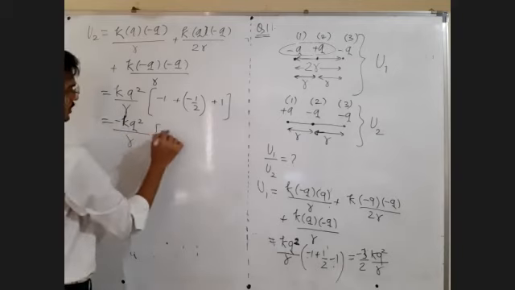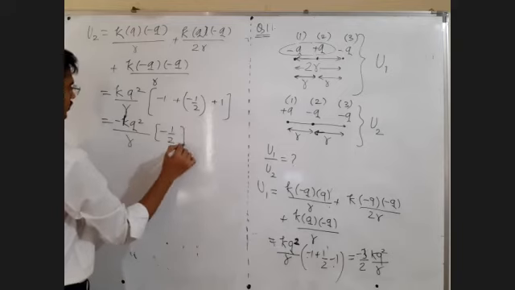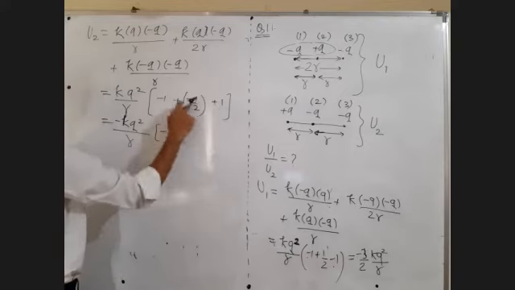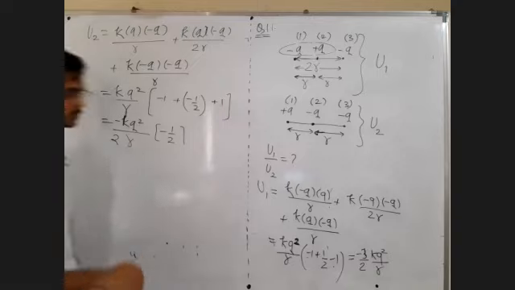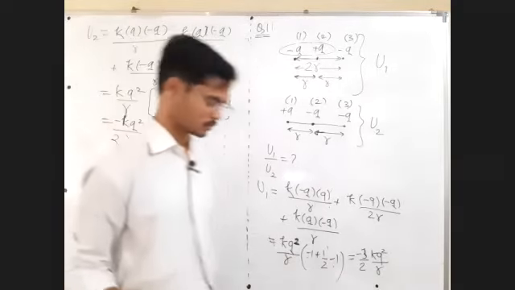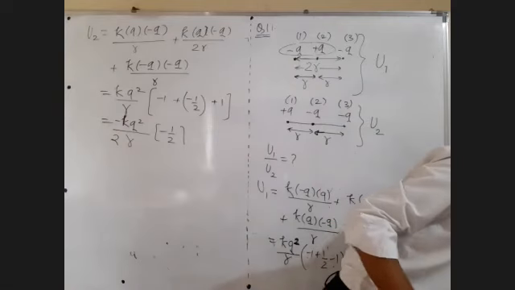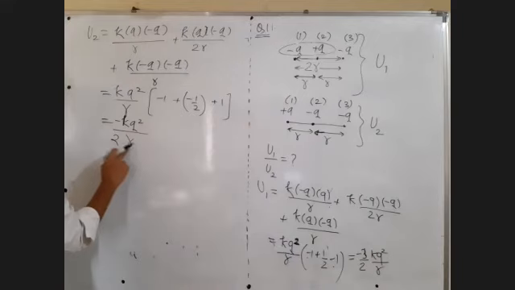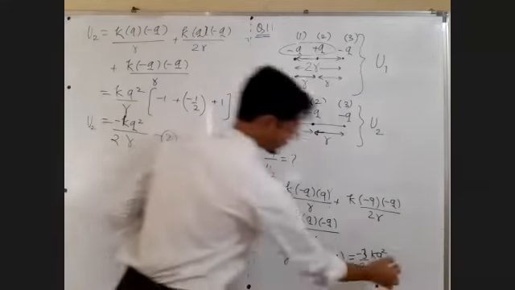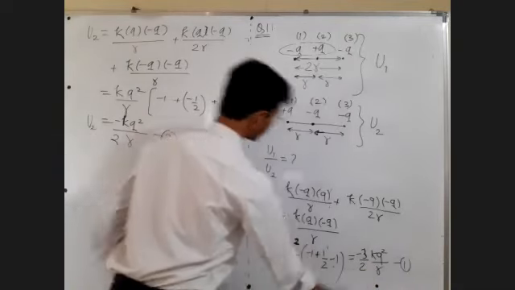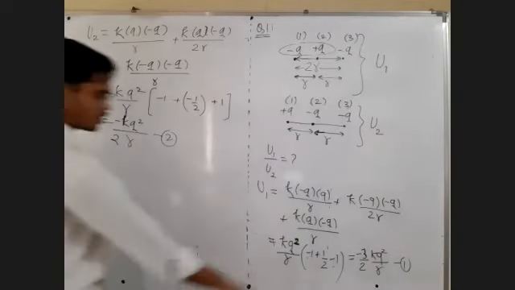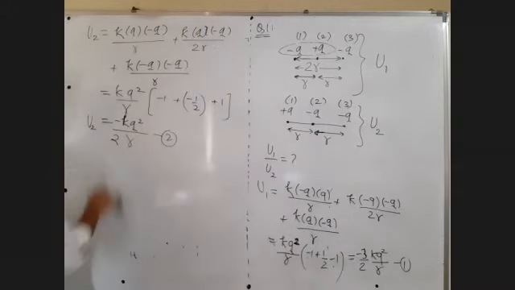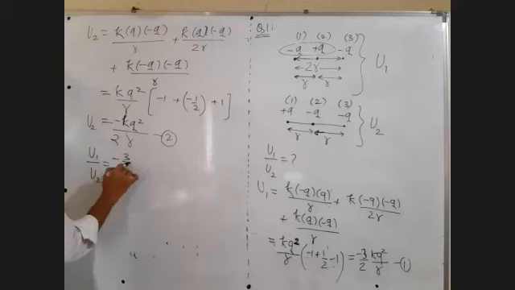Plus 1 minus 1 cancel. Minus half. Oh, I made a mistake. Plus 1 minus 1 cancel. This minus half outside. The minus has been already taken out. Just give me a second. Minus K into Q square upon 2R. This is U2. Call this equation 2. Call this equation 1. This is 3 by 2 and this is 1 by 2. So 3 by 2 upon 1 by 2 will become 3. That's it. Not a big deal.